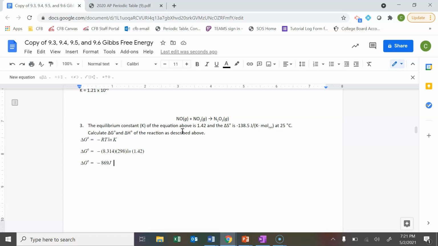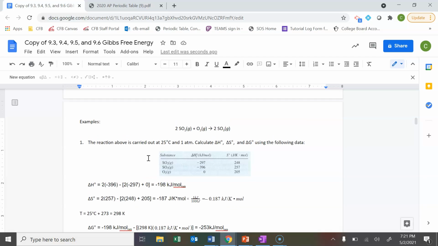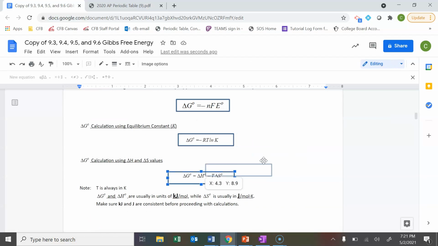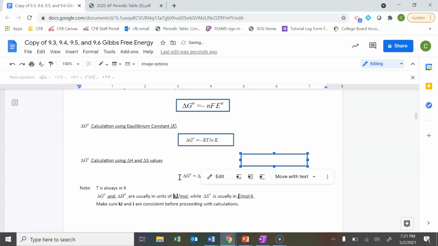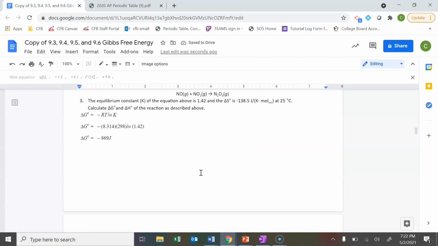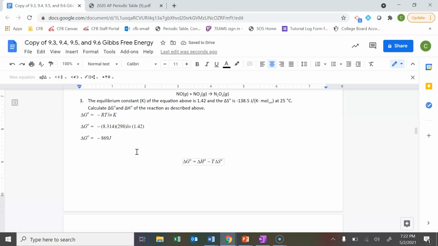I'm also looking for delta H of the reaction, and I have delta S in joules per mole reaction. So remember, another equation that we have learned to use is that delta G equals delta H minus T delta S. That's going to help us to solve this problem. And we can just plug in some numbers down below. Delta G, we just figured out, is negative 869 joules. Pay attention to what the units are. These are joules, not kilojoules.